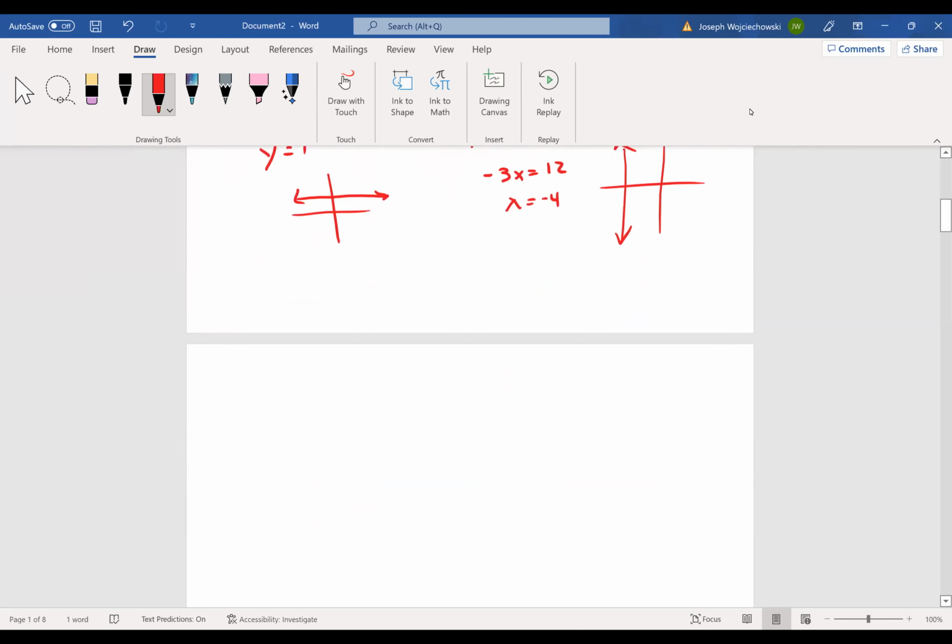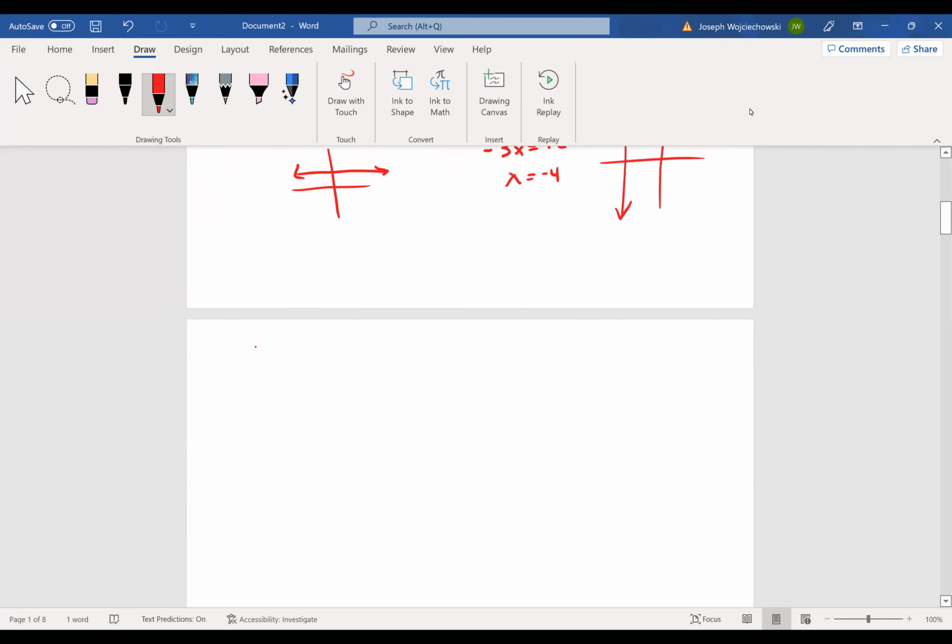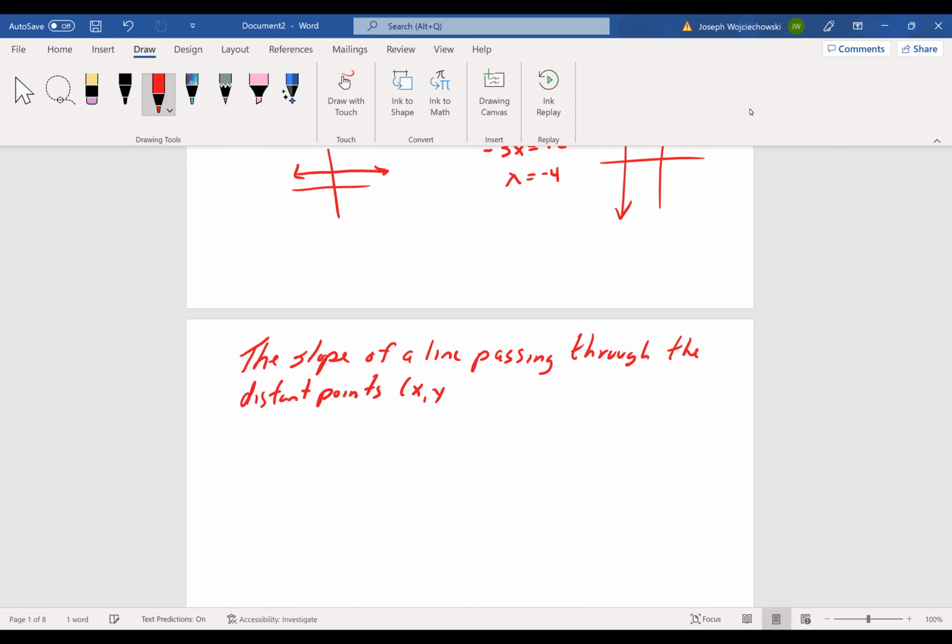That brings us to the next concept. The slope of a line passing through the distinct points x1, y1 and x2, y2 is essentially the change in y, or the rise, over the change in x, which is the run.